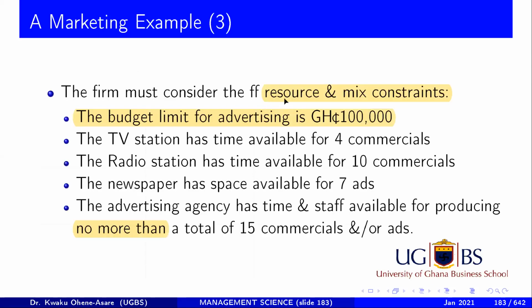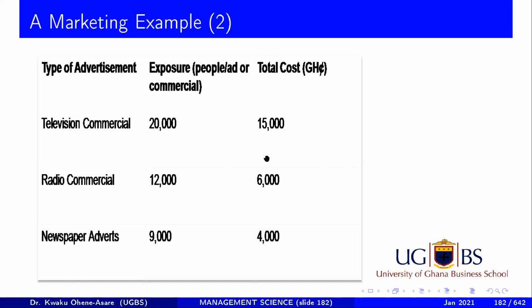Now, the firm must consider the following resource and mix constraints. What is a resource constraint? A resource constraint is a constraint that has to do with a limitation set on a particular resource. But a mixed constraint has to do with the combinations of the decision variables that are needed. So maybe half of the first decision variable will give you the second and the third decision variable. That's a mixed constraint. Now in this context, we are told that the budget limit for advert is 100,000. The budget limit has to do with the total cost. That is the total cost of the whole thing, and the total cost was given to us here. And so instead of saying the total cost is 100,000, it says the budget limit is 100,000.